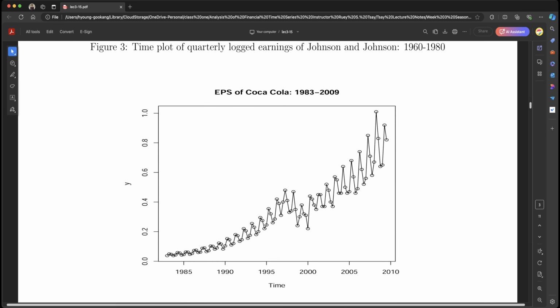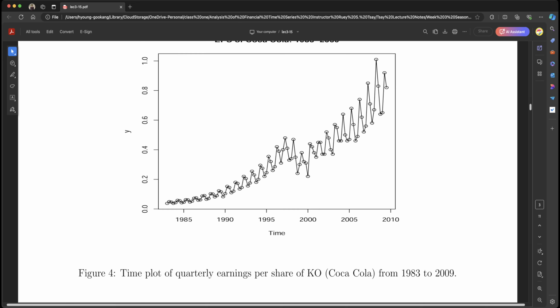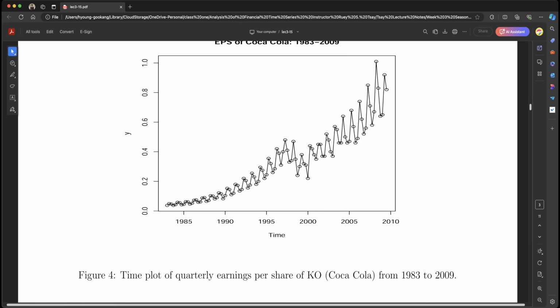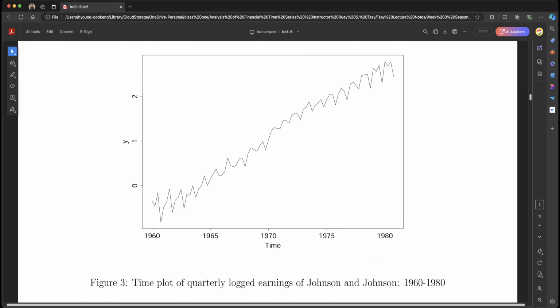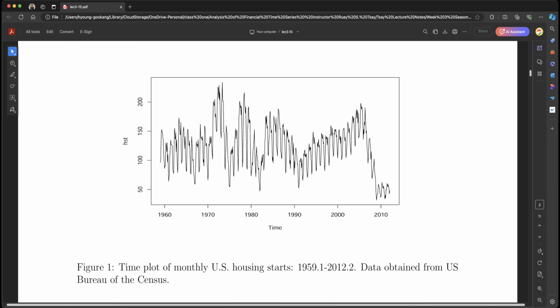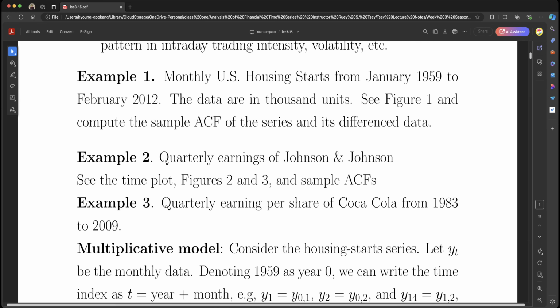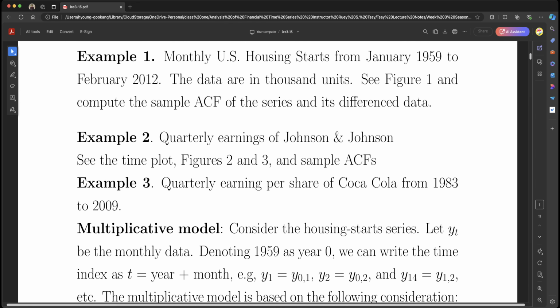Earnings per share of Coca-Cola. Okay, time plot of quarterly earnings per share of Coca-Cola, and then this one. Example 3, quarterly earnings per share of Coca-Cola from 1983 to 2009.